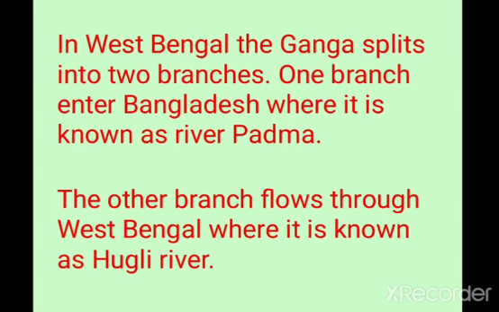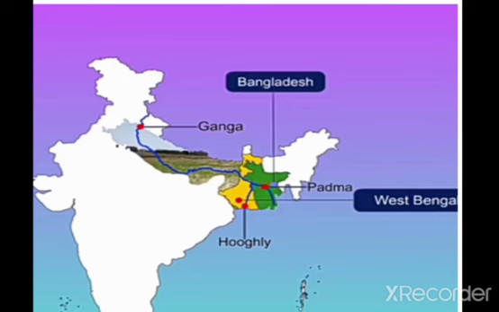Okay, children, so in West Bengal, the Ganga river splits into 2 branches. One branch enters Bangladesh, where it is known as Padma river. The other branch flows through West Bengal state, and it is known as Hooghly river. See the map, children, then you can easily understand.